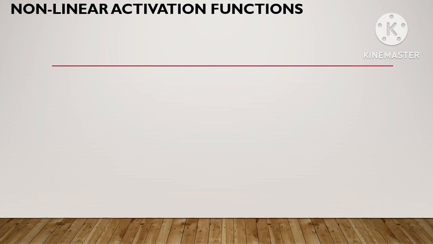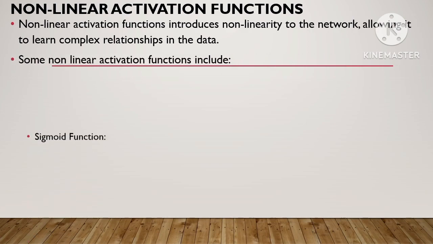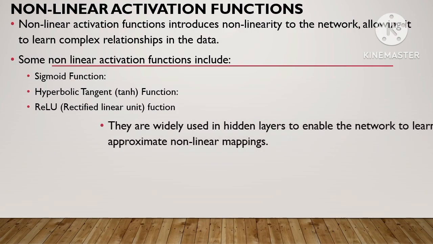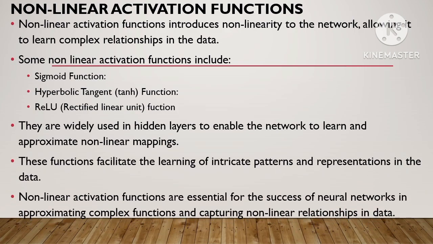The third type is the nonlinear activation function. A nonlinear activation function introduces nonlinearity to the network, allowing it to learn complex relationships in the data. Some nonlinear activation functions include the sigmoid function, the hyperbolic tangent function, and the rectified linear unit function. These are widely used in hidden layers to enable the network to learn and approximate nonlinear mappings. These functions facilitate the learning of intricate patterns and representations in the data.